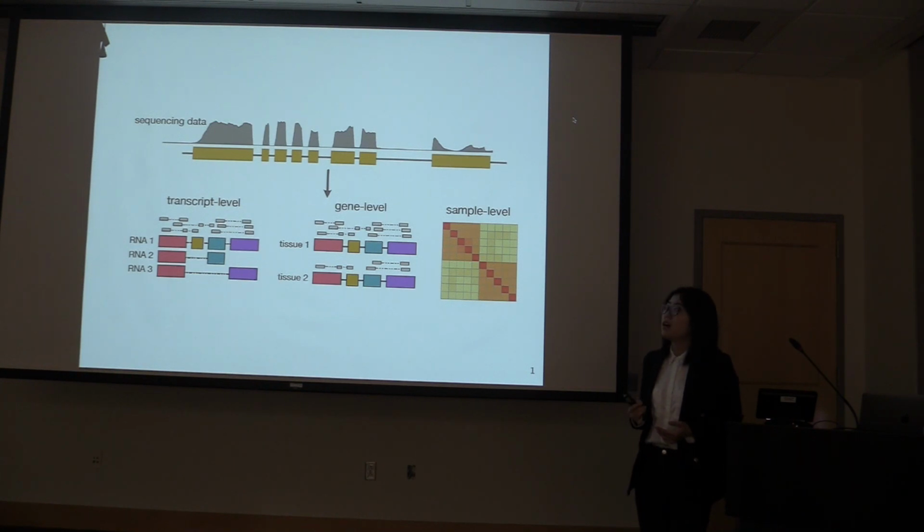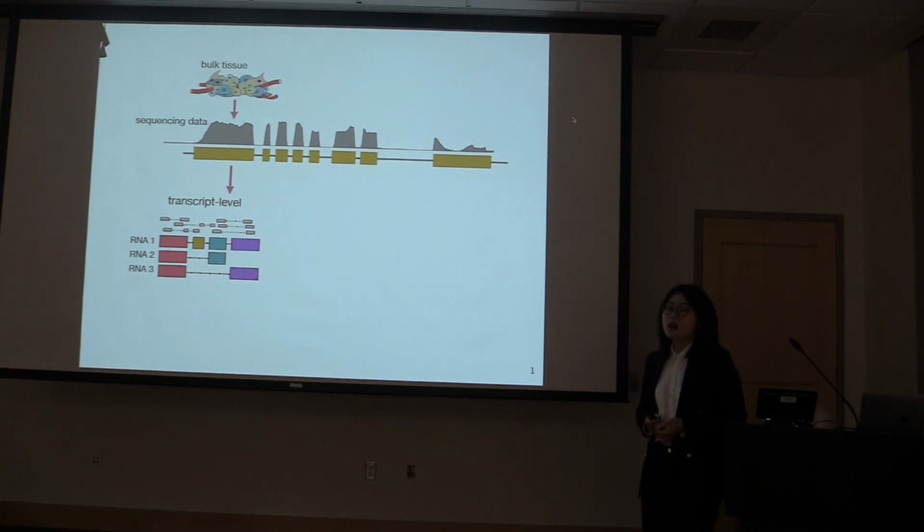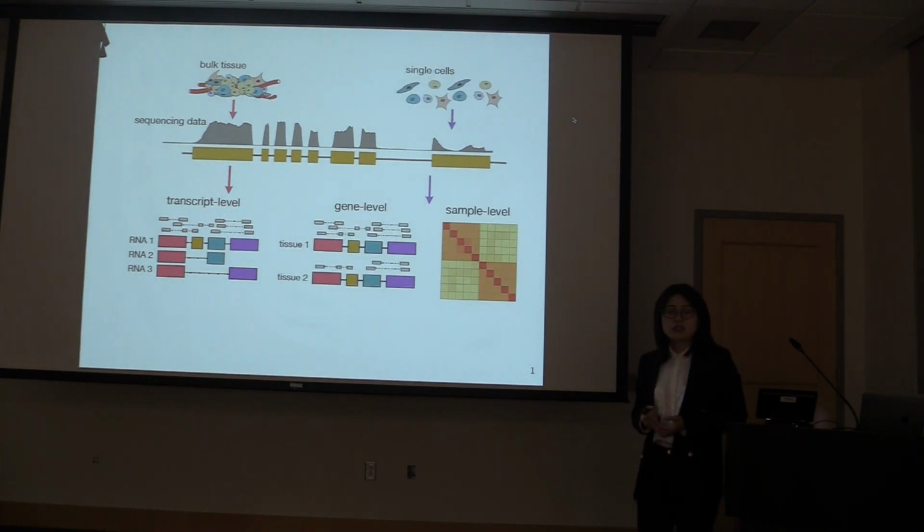And the sequencing data allows us to address biological and statistical questions at different levels. In the first part of this talk, I will introduce two statistical methods we developed to improve the transcript-level analysis of bulk RNA sequencing data, which means that the RNA molecules are taken from many cells in the bulk tissue and merged together before the sequencing step. In the second part of this talk, I will introduce several methods for analyzing single-cell RNA sequencing data, which means that the RNA molecules are taken from isolated individual cells.